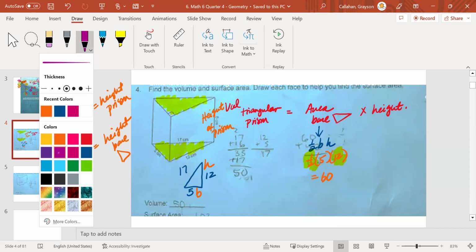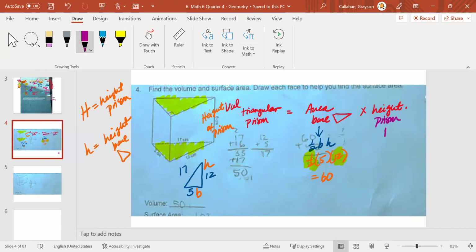Now, height is the height of the prism. What is the height of the prism? Capital H, height of the prism. Oh, 8. Isn't it 8 right here? No, 6 centimeters. Is that 6 or 8? 6. Okay, 30 times 6 is 180. That's your volume, in centimeters cubed.